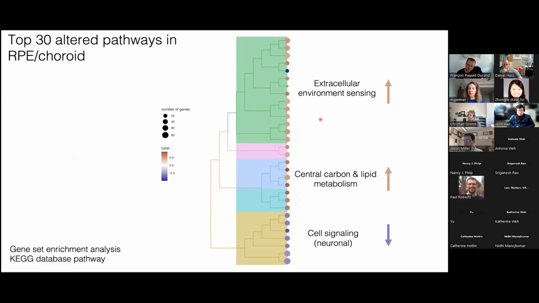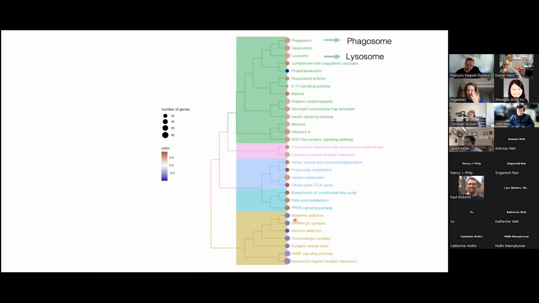And what we found when we did this was, I think we had over 100 pathways that are altered, but the top 30 clustered into some distinct groups. Extracellular environmental sensing is what we called one group, central carbon and lipid metabolism was another, and then cell signaling, mostly related to neuronal signaling, was the third group. But when we looked closely at this top group, what caught our attention was phagosome and lysosome.